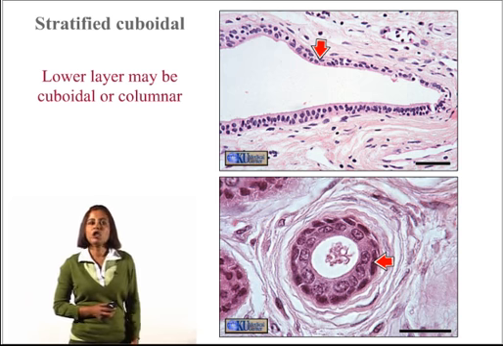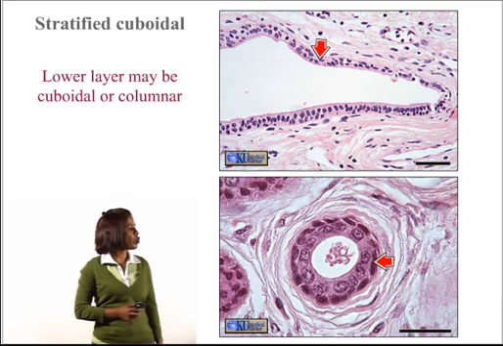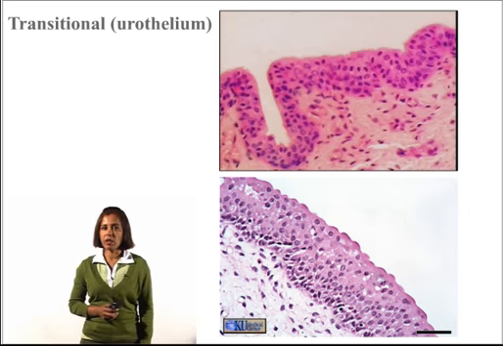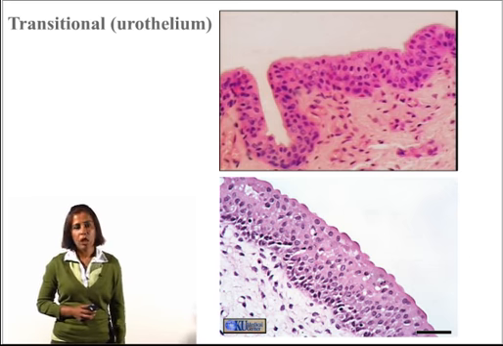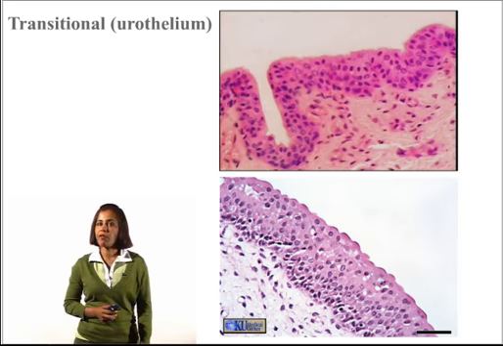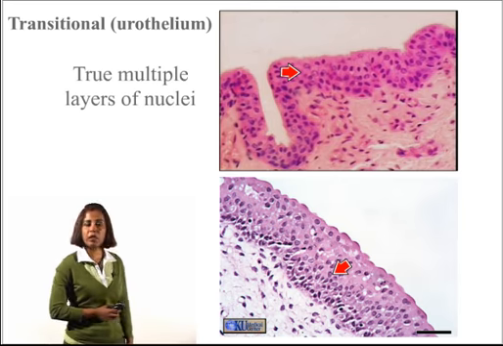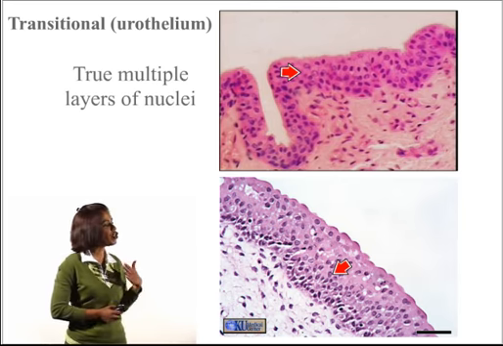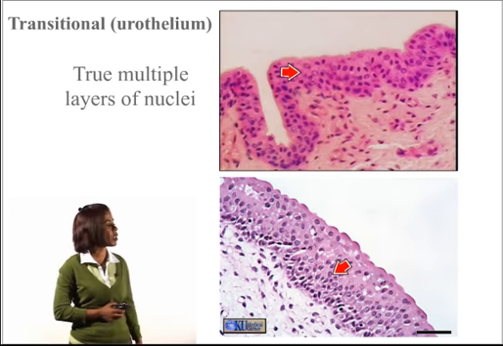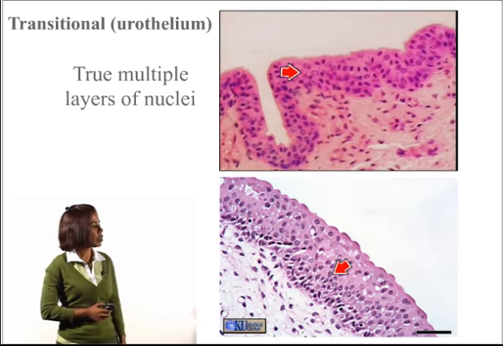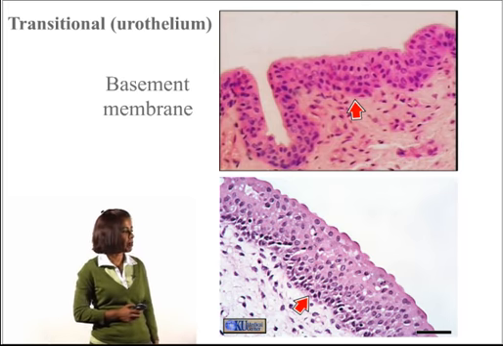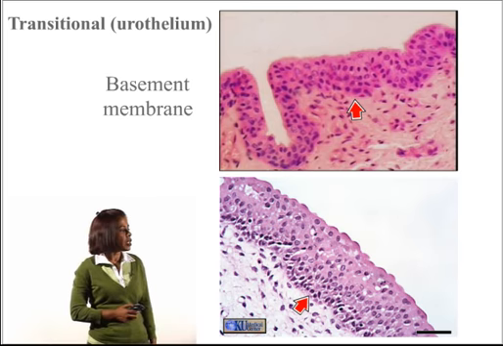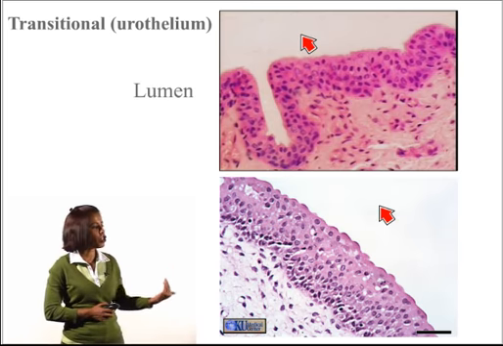Let's now move on to a different epithelium, which is known as transitional epithelium, and this is actually also called urothelium. Now this is again a stratified epithelium where you have true multiple layers of nuclei, but instead of having just two, you have many layers of nuclei, as you can see up here. You can see that these begin from an area which is the basement membrane, and you have the lumen, so you have an attached end and you have the free end.